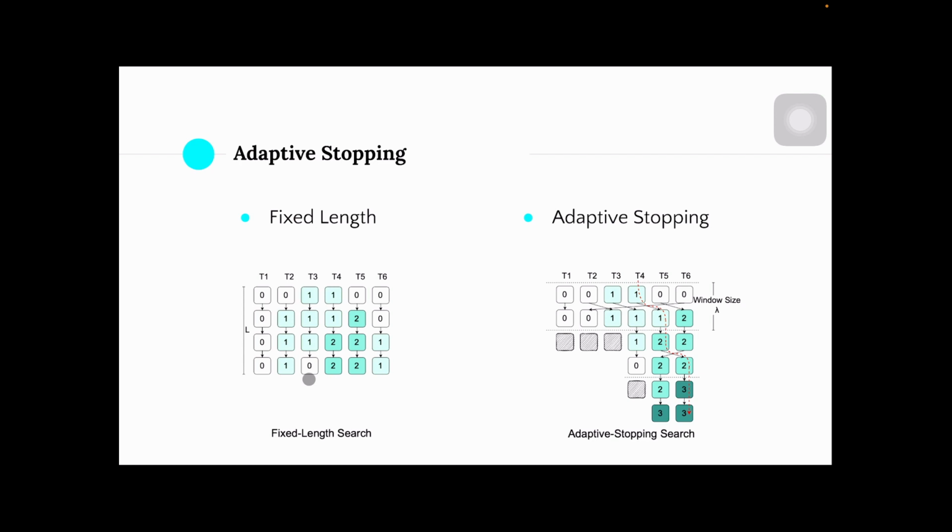Our motivation is: why not allocate these wasted tuning steps to the schedule tracks that have higher potentials, like T4 and T5? So this is our idea, the adaptive stopping. It uses the advantage function in the reinforcement learning context. Firstly, we have a window.